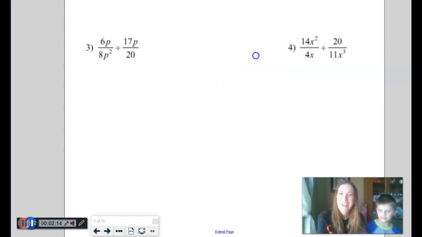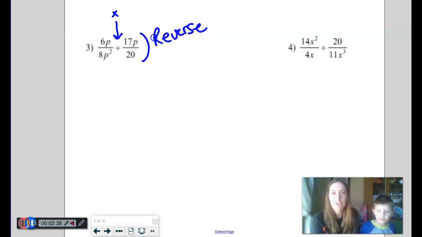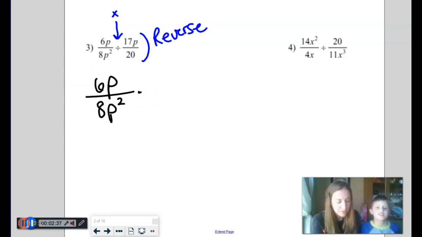Bruzo. All right. 3 and 4 are very similar. Again, they're monomials, but this time I noticed they are a division question. So remember, when you have a division question, you're going to change it to a multiplication question because you're going to reverse or flip the fraction that comes after the division. So we're going to keep the 6p over 8p squared just as it is. And I know there's some reduction there, but whatever. We'll come back to that.